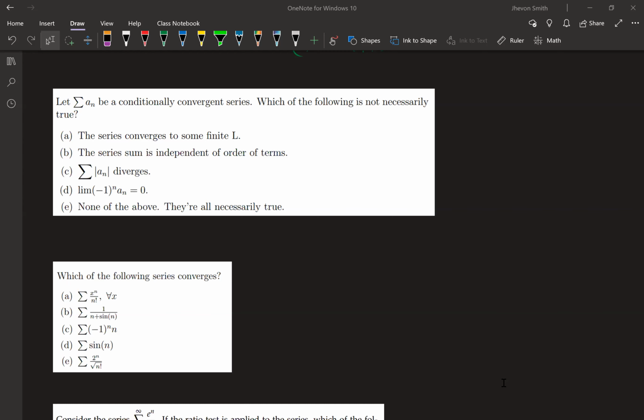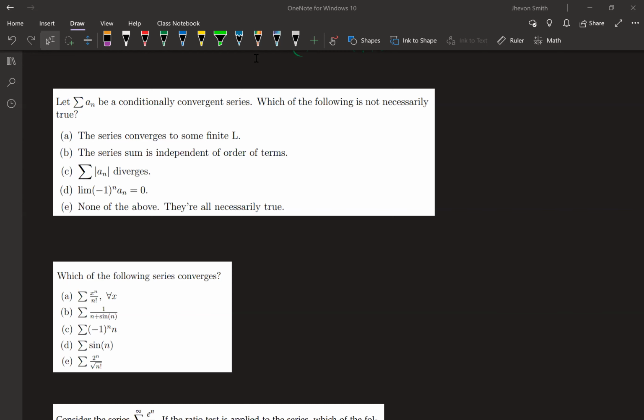Okay, let's actually stop there. Share the results. So most people think that B is the one that's not necessarily true. Some people think that C. We have 64% going with B, 9% going with C, 18% going with D, 9% going with E. So the series converges to some finite value L.